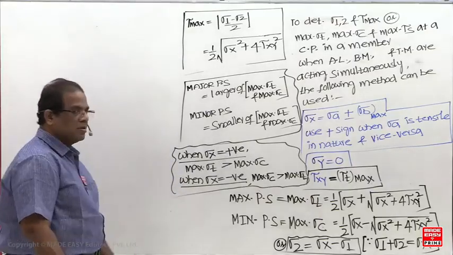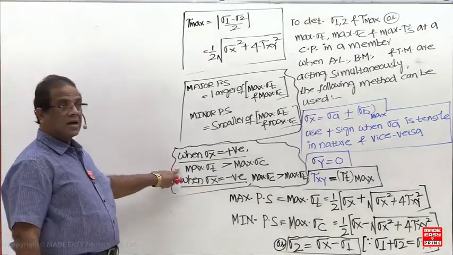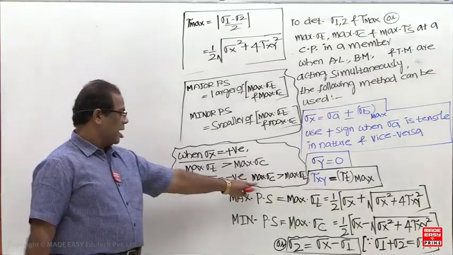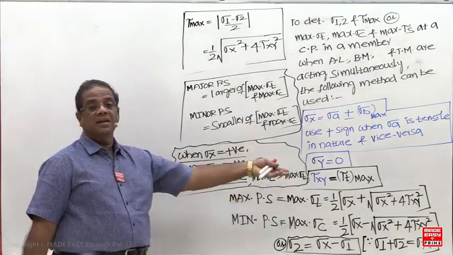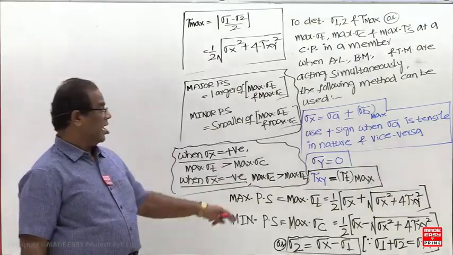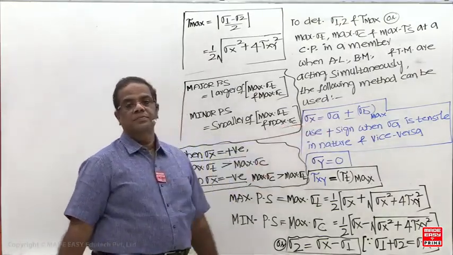When sigma x is positive, maximum tensile stress is greater than maximum compressive stress. When sigma x is negative, maximum compressive stress is greater than maximum tensile stress. That is when the axial load is positive.